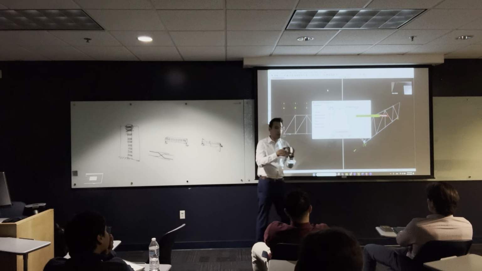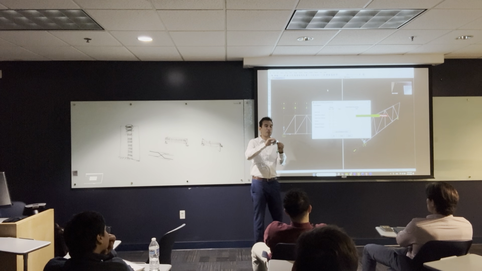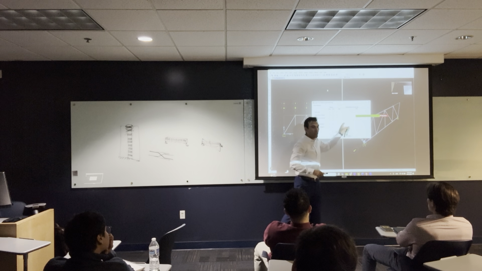So if you want to say that these joints are free, you have to make the partial fixity stiffness equal to 0. But if you have a spring holding these two together, you have to put the stiffness of the spring here.